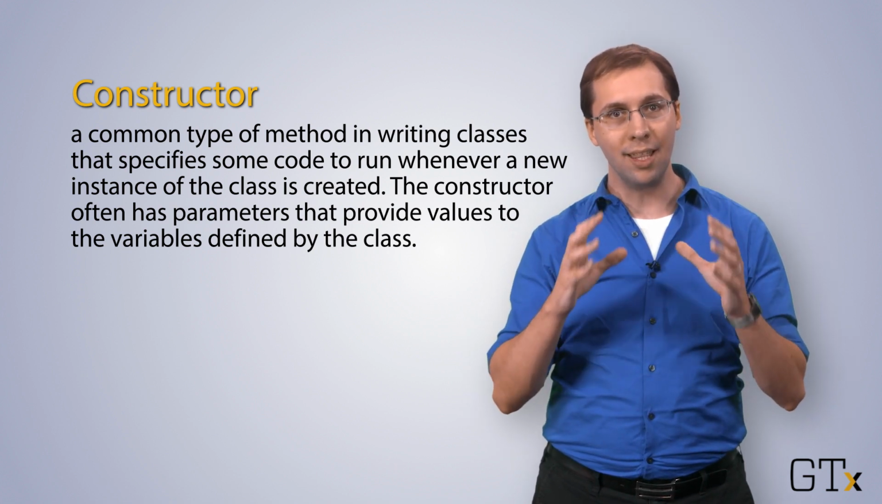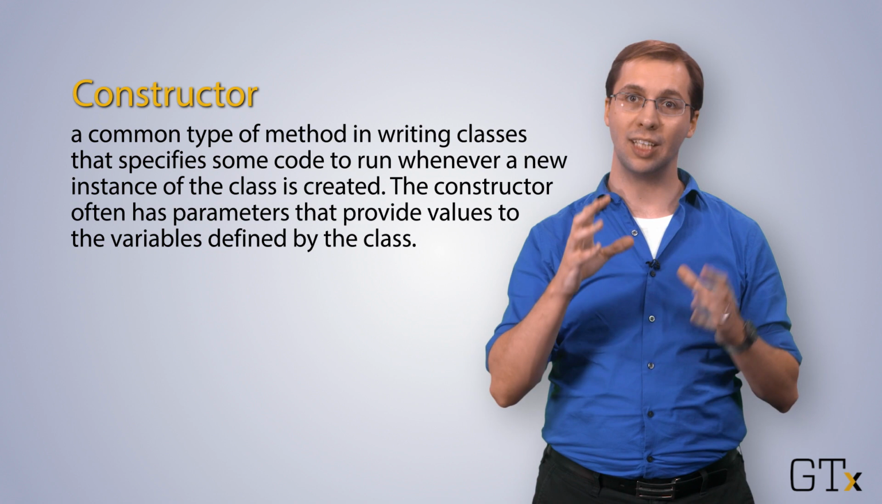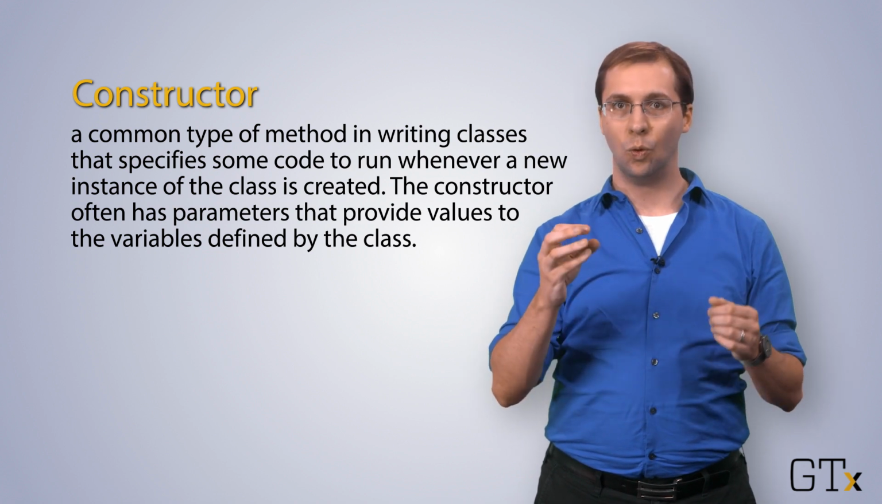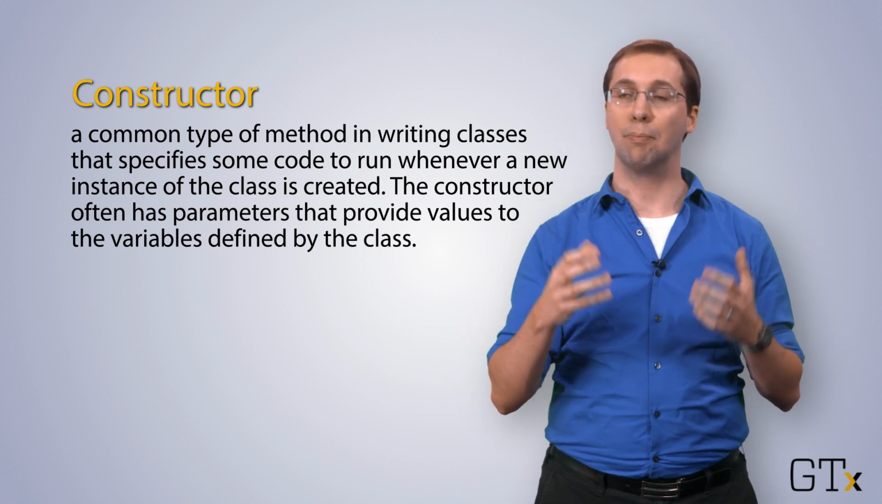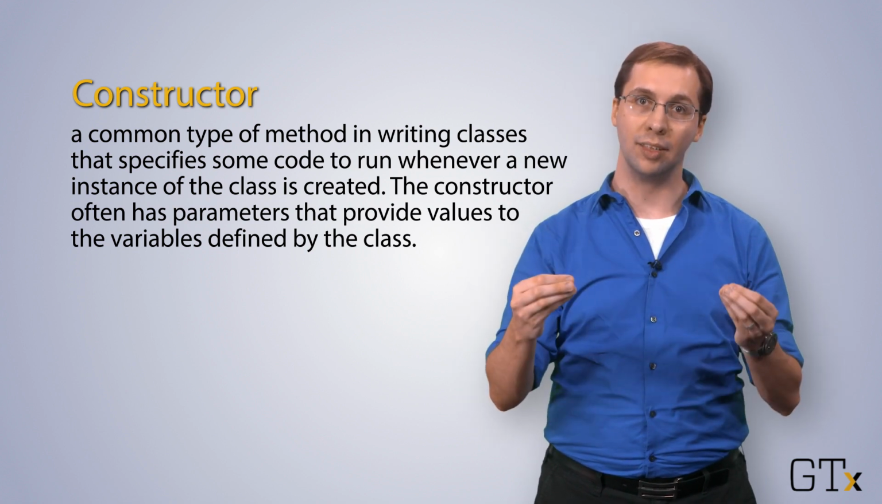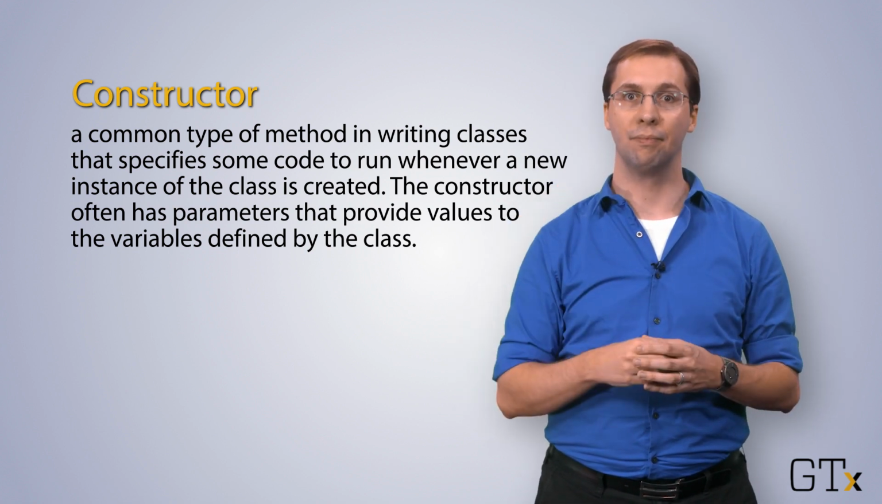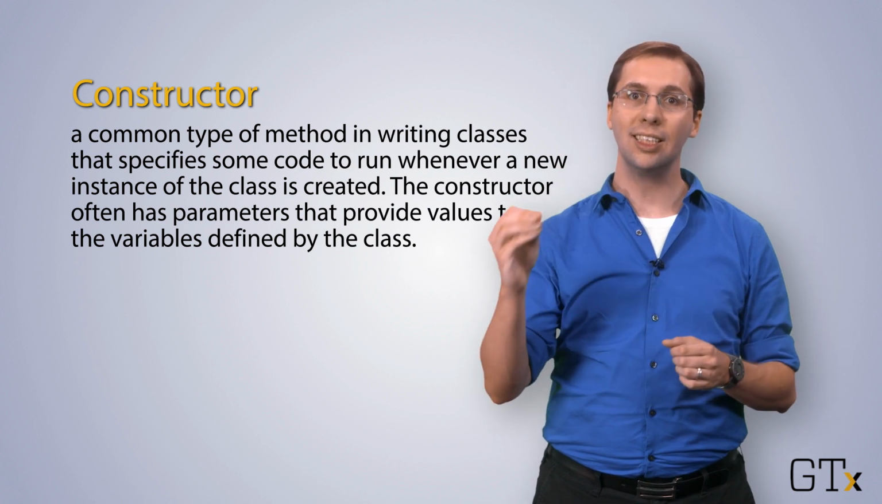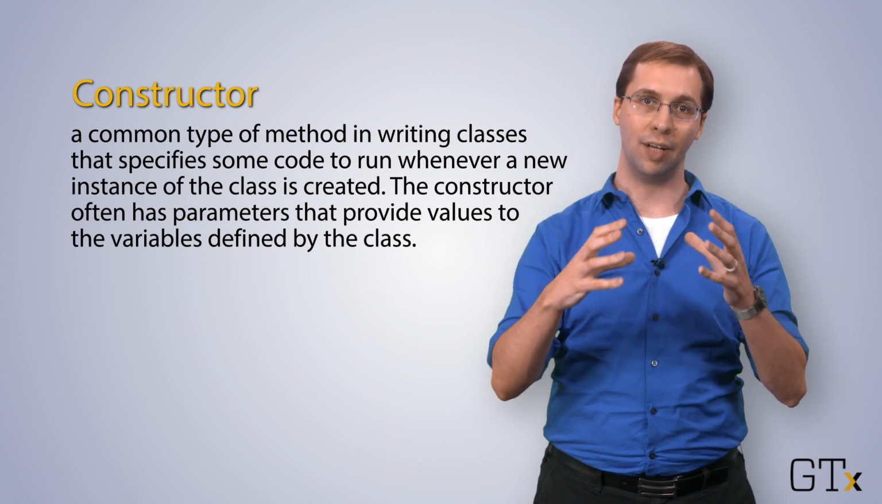Since constructors are methods, they can take arguments for parameters as well. In other words, when someone is first creating an instance of a Person class, they could supply the first name and the last name as arguments directly to the constructor. The constructor then would initialize the instance with those initial values.